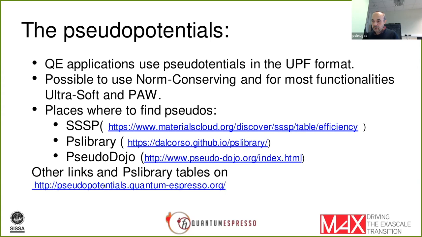One of the main ingredients for running calculations with PW are the pseudopotentials. PW is a plane wave plus pseudopotential code, so you need the pseudopotentials. In Quantum Espresso, the pseudopotentials are not distributed together with the package. They have to be downloaded from other distributions. The Quantum Espresso applications usually use the pseudopotentials in the UPF format. So you need to have pseudopotentials in the UPF format.